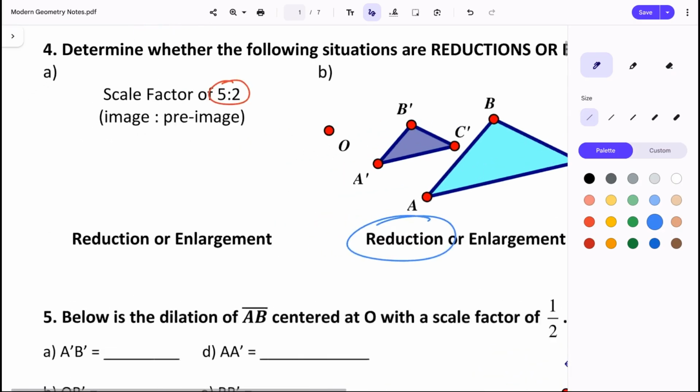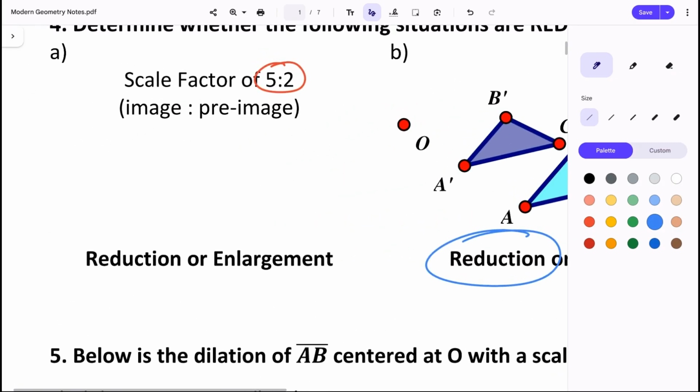Okay, let's come back here to letter A. I'm just going to zoom in on it. What do we think about this one? A reduction? How come, Brady? There's a ratio in the image and pre-image too. Like the 5 is the image and 2 is the pre-image. Okay, so when we... know it would be an enlargement. Oh, why are you switching your mind? Never mind. I don't know.